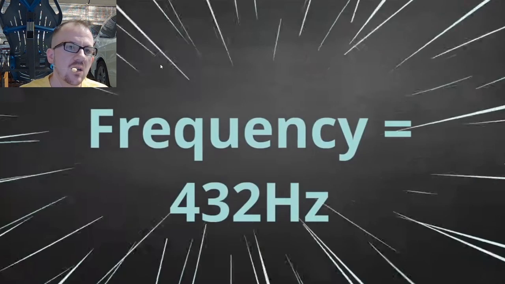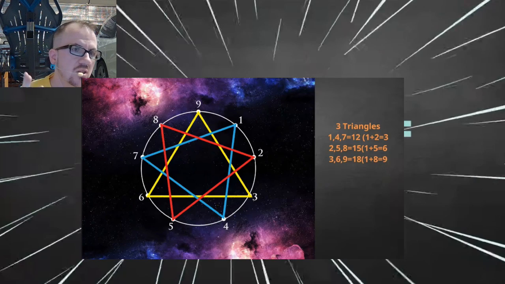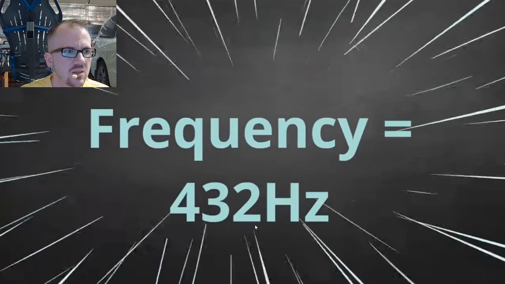And ironically, if you go back to the 3 triangles that I was talking about, you have the 1, 4, and 7. You have the 2, 5, and 8. And you have the 3, 6, and 9. And if you take 1 from each one of those, if you take the 4, if you take the 2, and if you take 3, you end up with 432 hertz. So combining them together and taking 1 from each gives you the frequency of nature. And that is really cool.